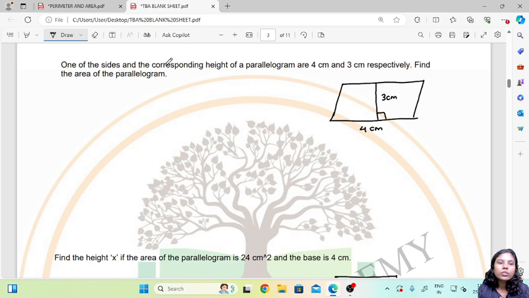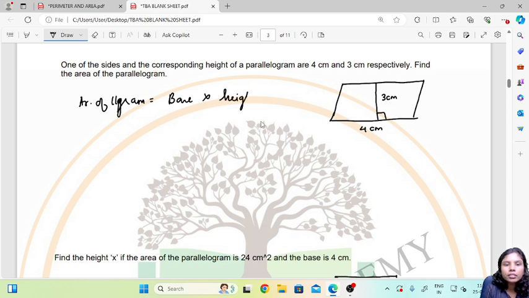One of the sides and the corresponding height of a parallelogram are 4 cm and 3 cm respectively. Find the area of the parallelogram. So now this one is simple. We have already solved this. Area of parallelogram equals base into height. So base is 4 cm into height 3 cm. So 4 3s are 12 cm square.